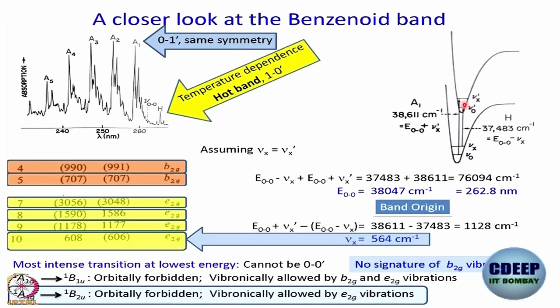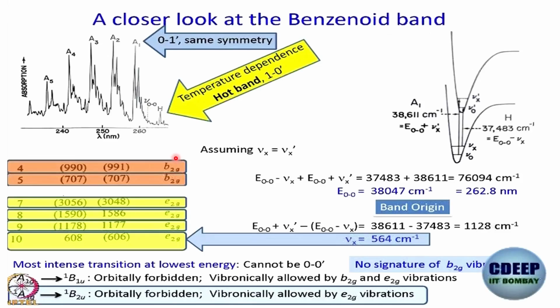The 0-0 transition, right? And you can also guess the vibrational gap between 0 to x, that is coming as 564 centimeter inverse, and that is close to this E2G. And these symmetries have been collected.